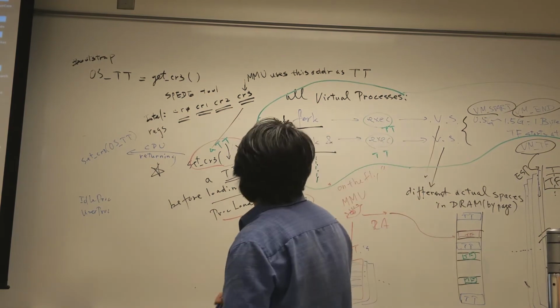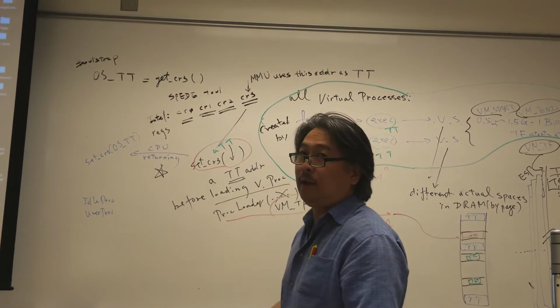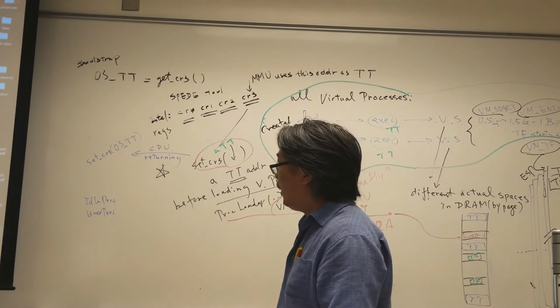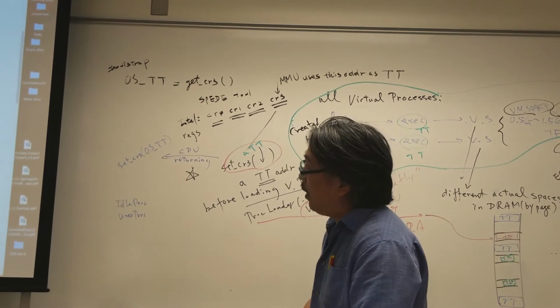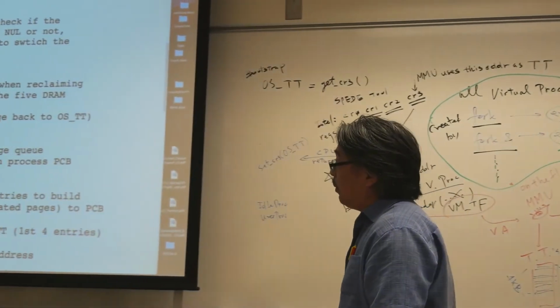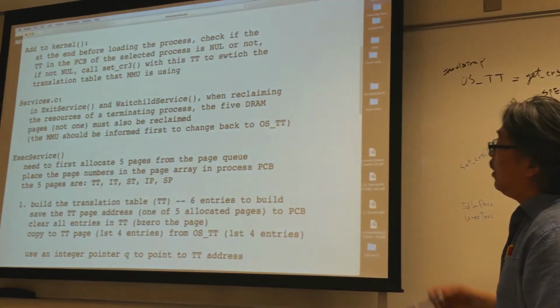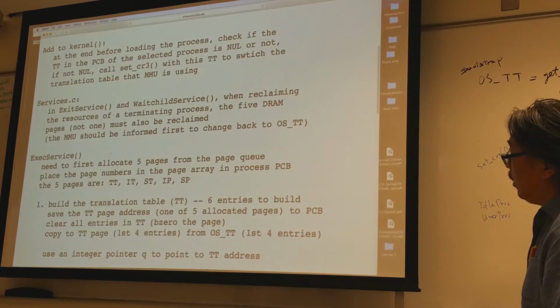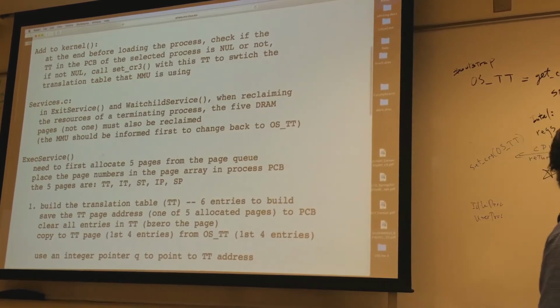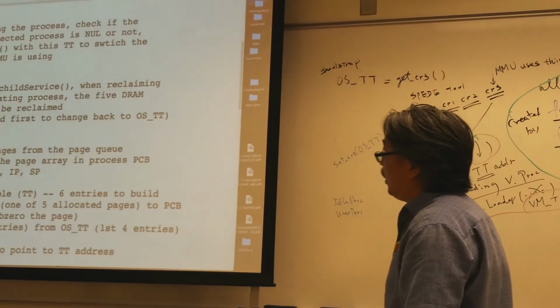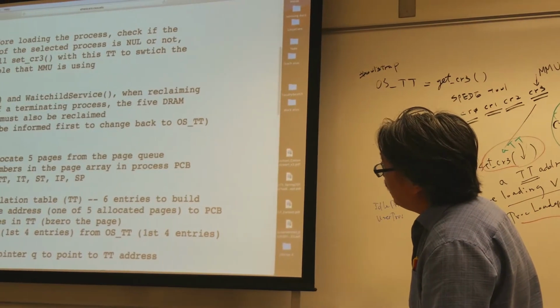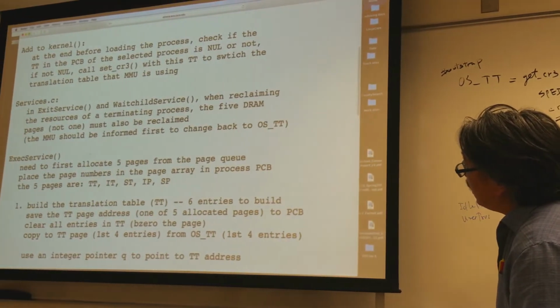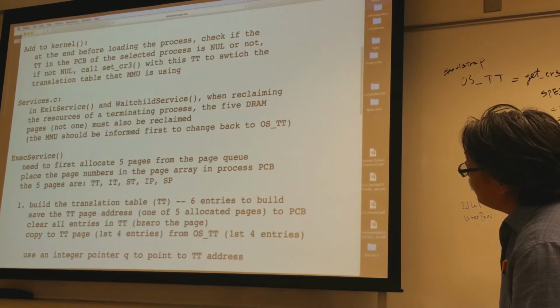So we're going to know that TT is not null. Okay, other TTs are null. That's the original one. You don't need to change that. But if the TT is not null, you need to load the virtual. You need to set the CR3, okay, CR3, before loading that process.